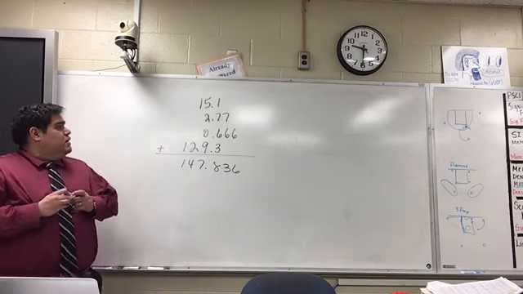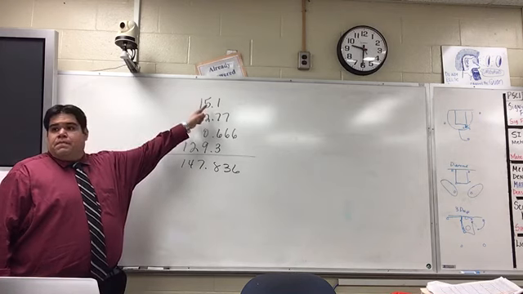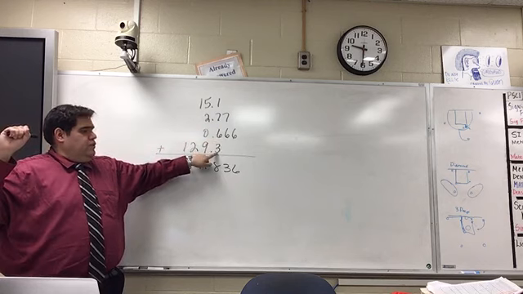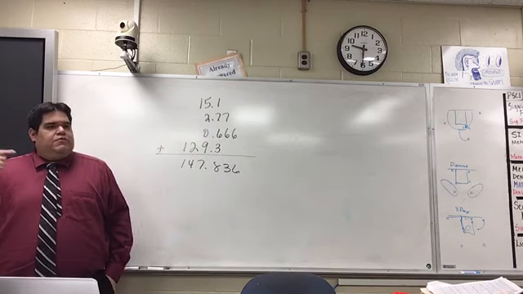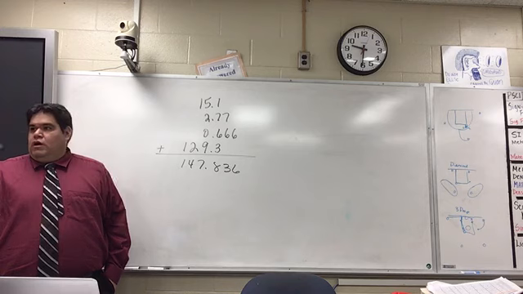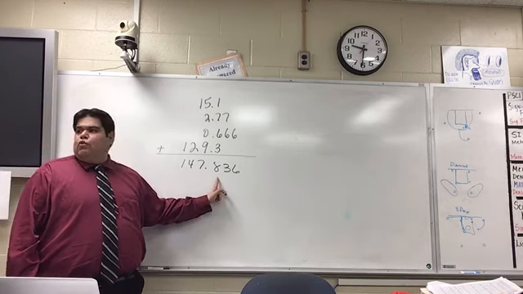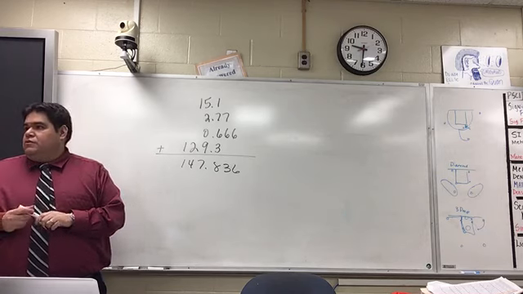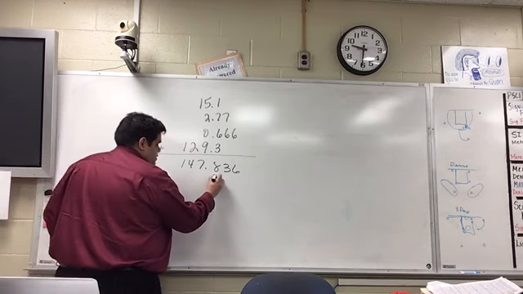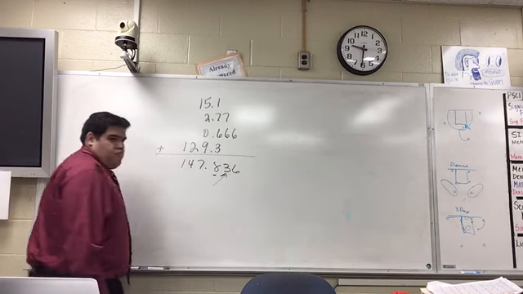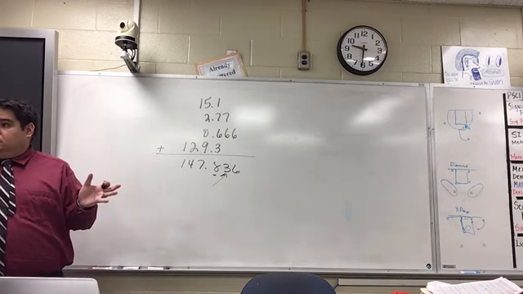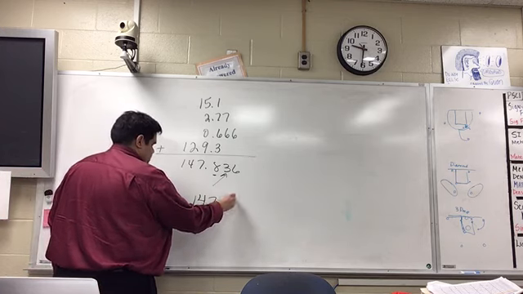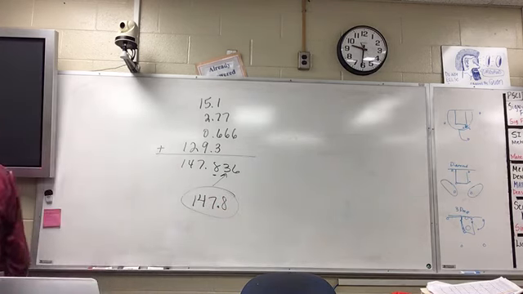Got it? How many decimal places does that number have? 1. How about that one? How about that one? So what was the least number of places that a number had? 1. So that means my answer can only have one number behind the decimal. What number is that first number behind the decimal? 8. But who's the neighbor? So does my 8 change? So therefore, my answer would be 147.8. That would be the answer.